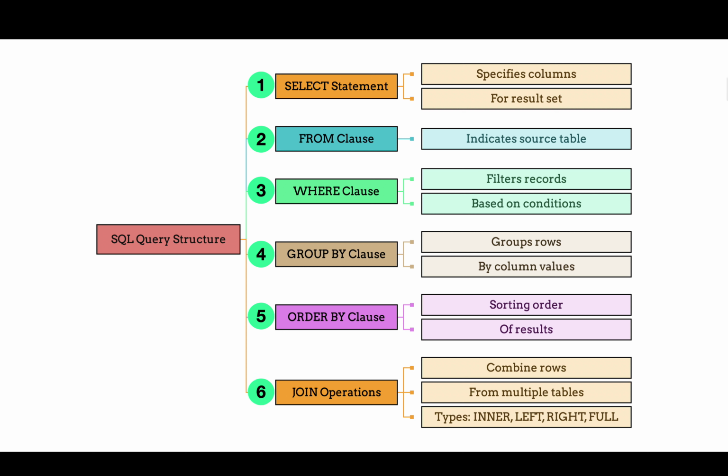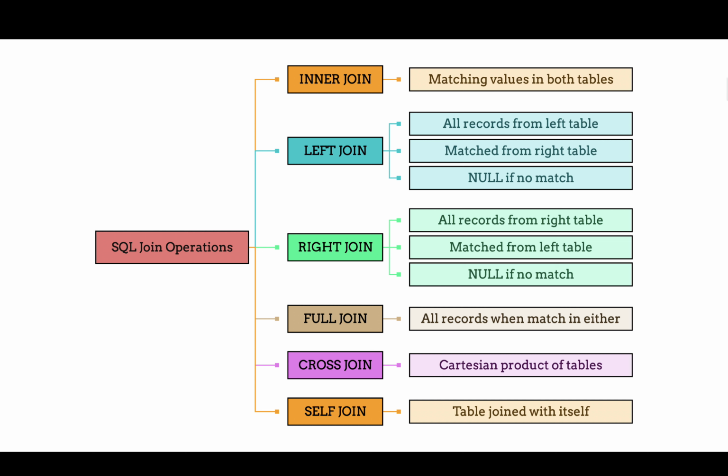6. Join operations, used to combine rows from two or more tables based on a related column. Types include inner join, left join, right join, and full join. SQL join operations. 1. Inner join, returns records that have matching values in both tables. 2. Left join, or left outer join, returns all records from the left table and matched records from the right table, or null if there is no match.